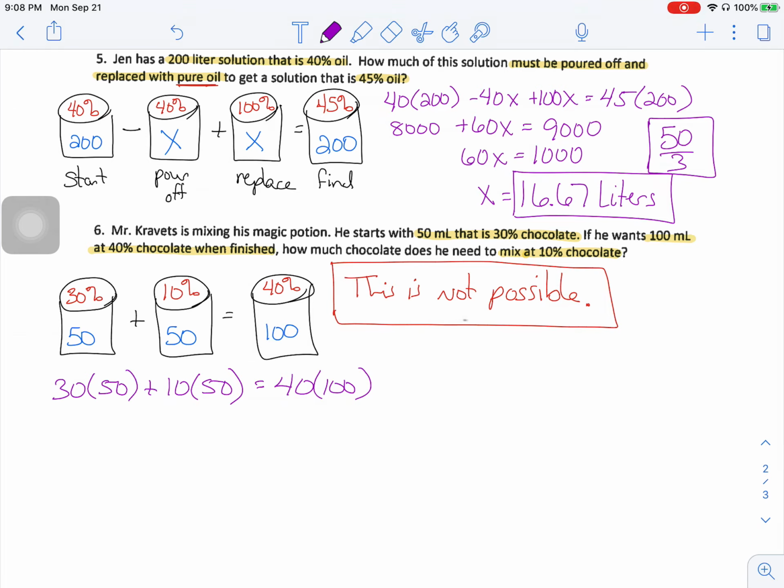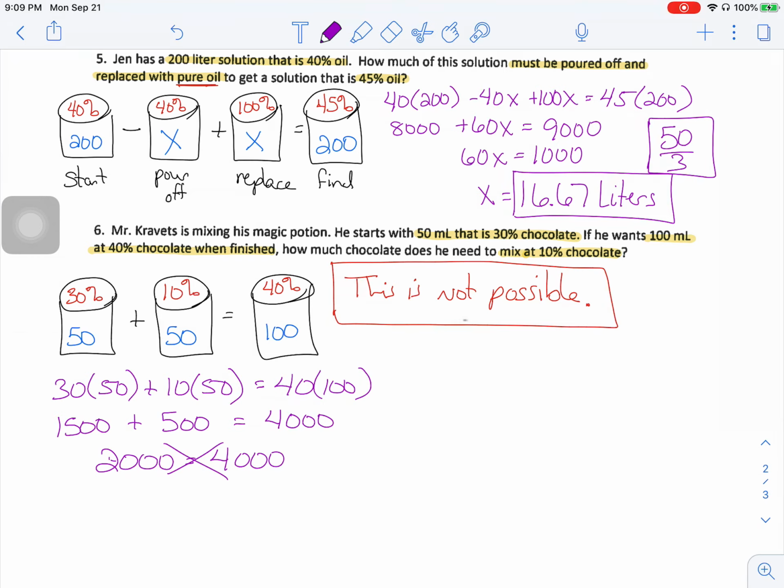All right, 30 times 50 is 1,500. Okay, plus 10 times 50 is 500. And 40 times 100 is, I'm pretty sure, 4,000. It is. All right, so 4,000 here. Yeah, I'm getting a really nice equation here that says 2,000 is equal to 4,000. And I'm pretty sure everybody who's watching this video knows that this is not true. Okay, so be careful with some of these. They're not always going to work.